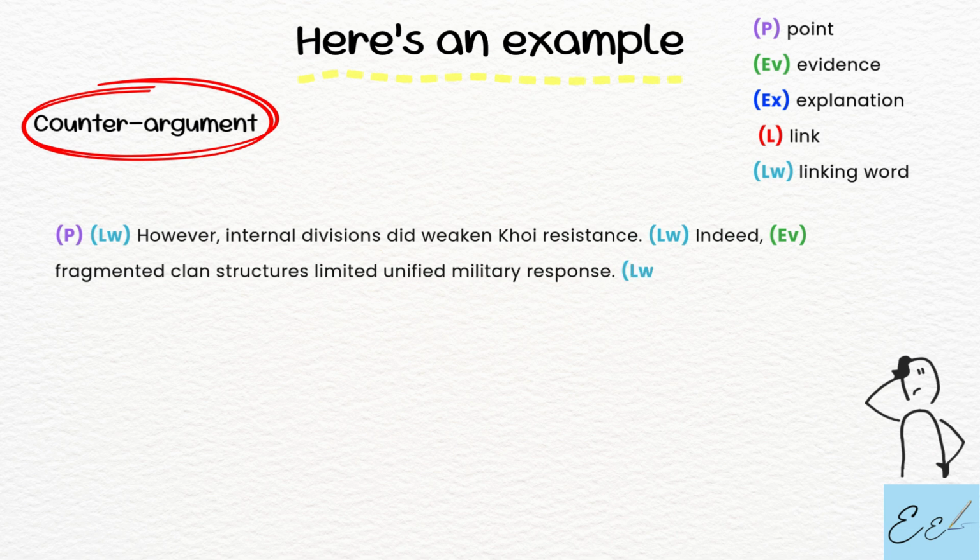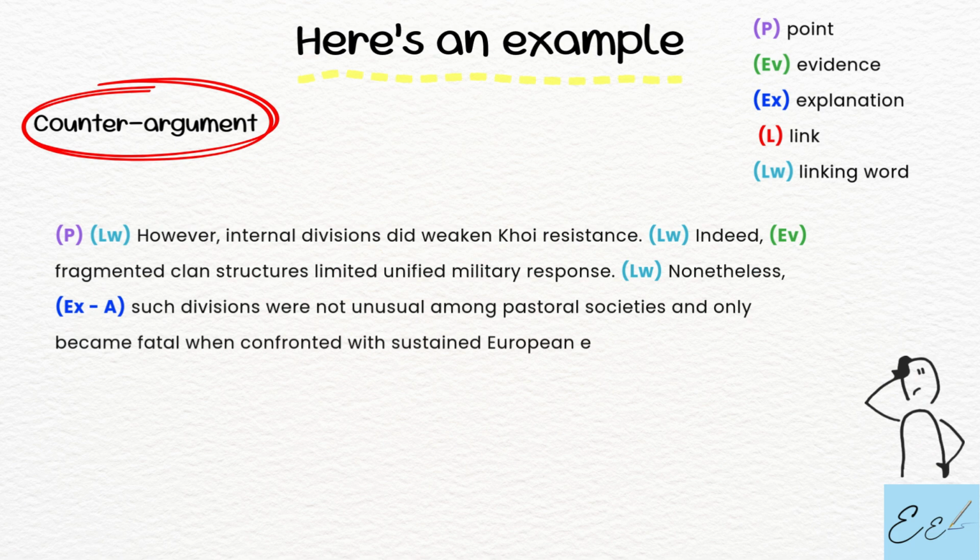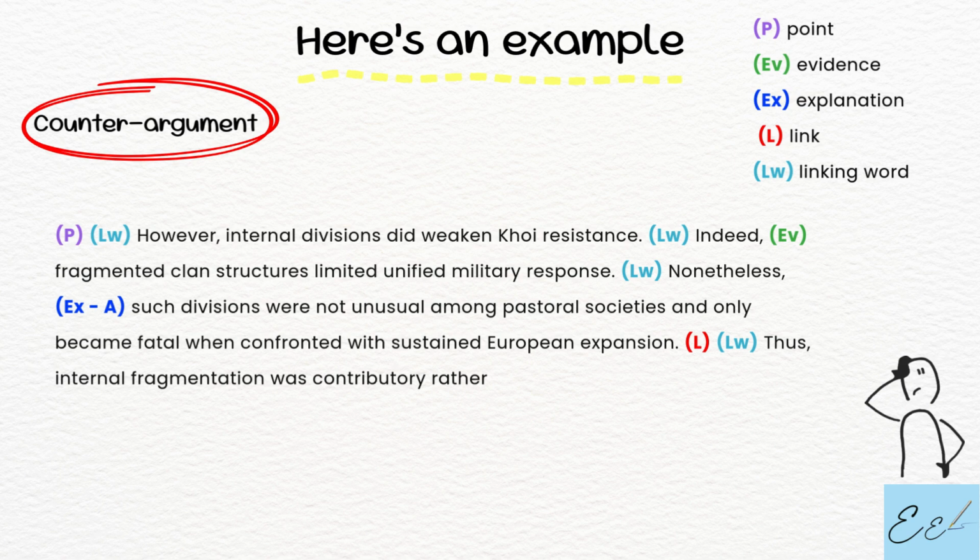I then say internal divisions did weaken Khoi resistance. Indeed, another linking word. Fragmented clan structures limited unified military response. Nonetheless, now my explanation here goes back to my argument, and it shows that my argument is still the most plausible one. Such divisions were not unusual among pastoral societies and only became fatal when confronted with sustained European expansion. My linking sentence there is, thus, internal fragmentation was contributory rather than decisive. In other words, yes, it was a factor, but it wasn't the main thing.